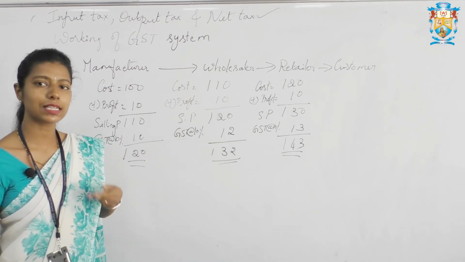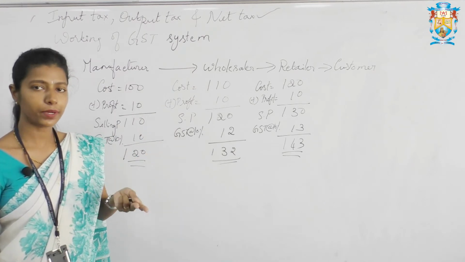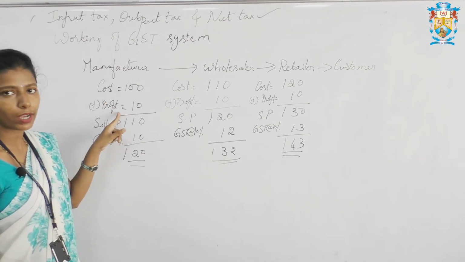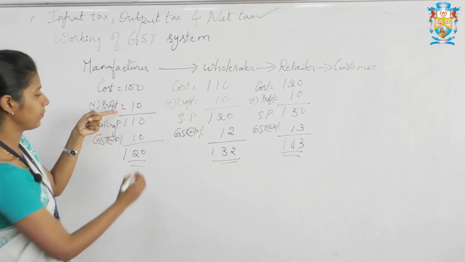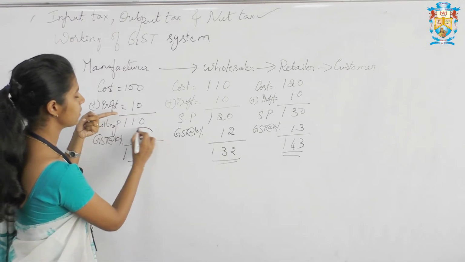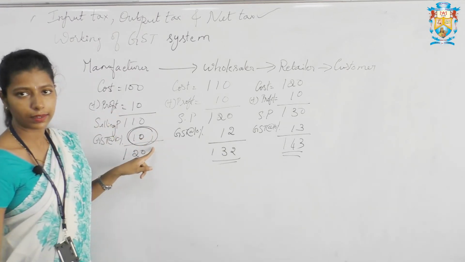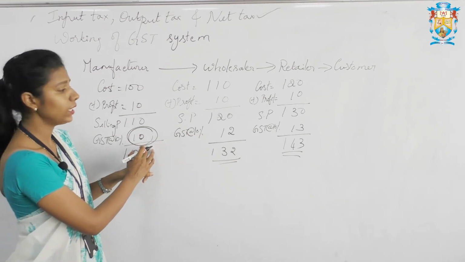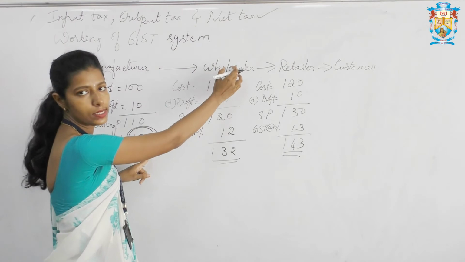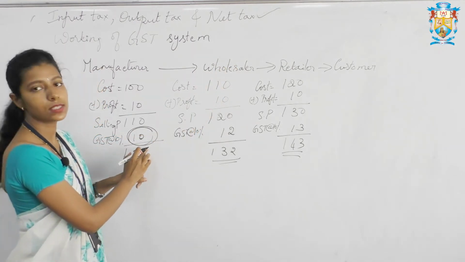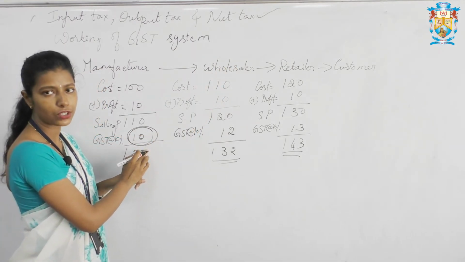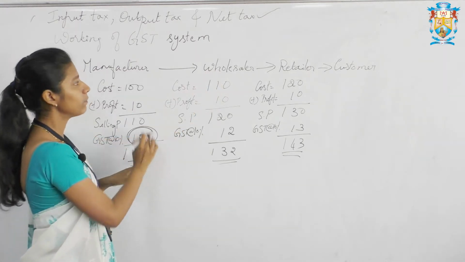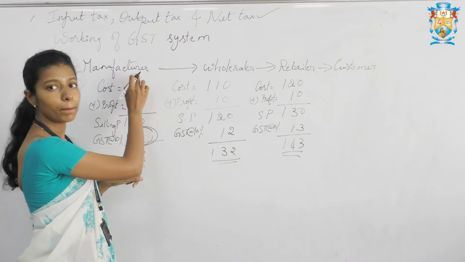Output tax is a tax collected by the seller from the purchaser. So coming here to the manufacturer, for the manufacturer, the output tax will be rupees 10, whereas this 10 rupees will become the input tax to the wholesaler. The 10 rupees is the output tax, that is, the manufacturer is collecting 10 rupees from the wholesaler. So rupees 10 will become the output tax to the manufacturer.